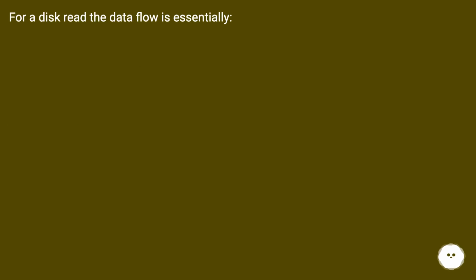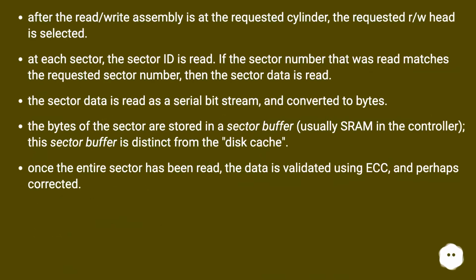For a disk read, the data flow is essentially: after the read/write assembly is at the requested cylinder, the requested R/W head is selected. At each sector, the sector ID is read. If the sector number that was read matches the requested sector number, then the sector data is read. The sector data is read as a serial bit stream and converted to bytes. The bytes of the sector are stored in a sector buffer, usually SRAM in the controller. This sector buffer is distinct from the disk cache.